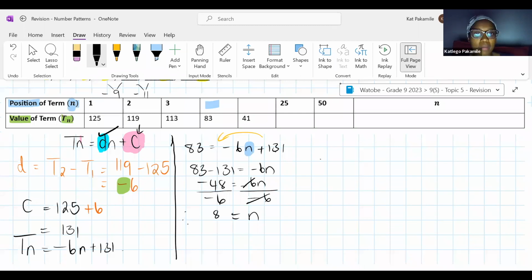Thank you very much. So in position 8, the value is 83. Yes, you're going to write n as the position of the value of 83. I hope we all know how to solve for n, because we're all going to do it right now. I'm giving you guys 2 minutes to tell me what position 41 is. Once you have the answer, pop it in the chat.